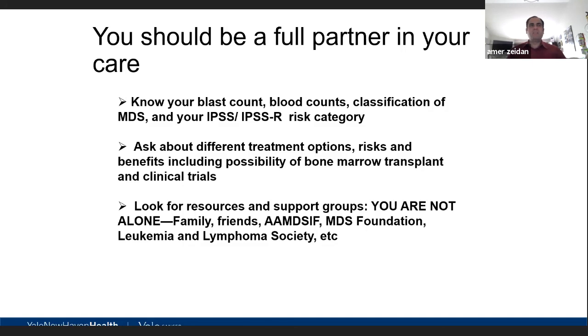But in certain situations, as I have alluded to earlier, if the other therapies stop working, sometimes we can use hypomethylating agents in patients who have predominantly neutropenia or thrombocytopenia as the main problem. Even if they have lower risk MDS, we would also consider hypomethylating agents. So it depends on the particulars of the situation, but generally we treat the patient for 4 to 6 months before we say a drug is not working.